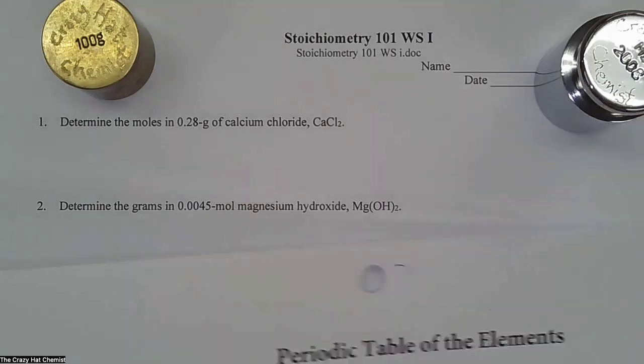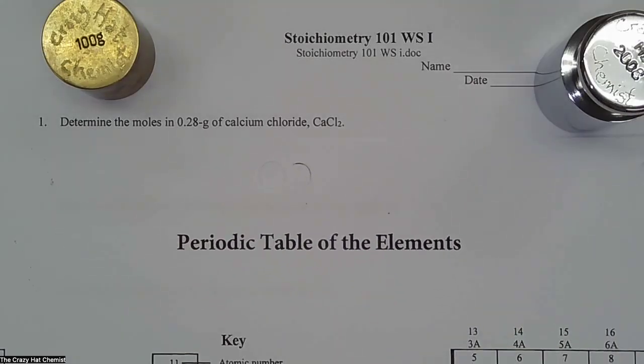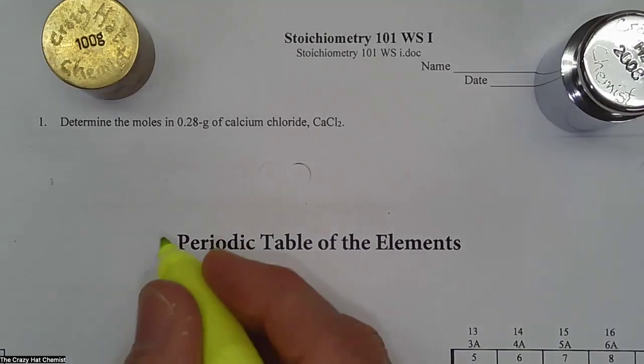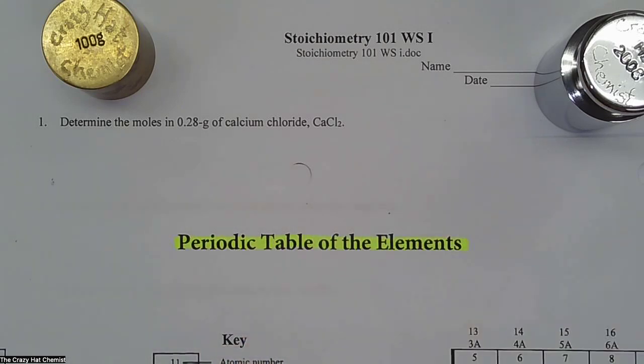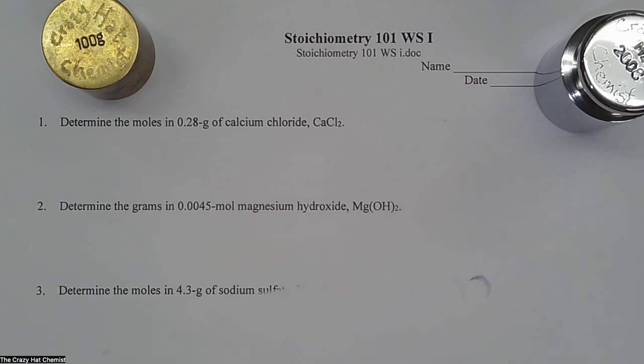Another thing that you need is a periodic table of the elements. Most periodic tables of the elements will do, but I'll be using this particular one today. So please watch the previous videos. Otherwise, this is not going to make a whole lot of sense. It'll be a hill of beans then.